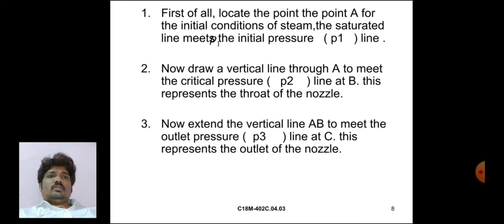Now extend the vertical line AB to meet the outlet pressure P3 line at C. P1 is the inlet pressure, P2 is the throat pressure, and P3 is the outlet pressure. Point C represents the outlet of the nozzle.